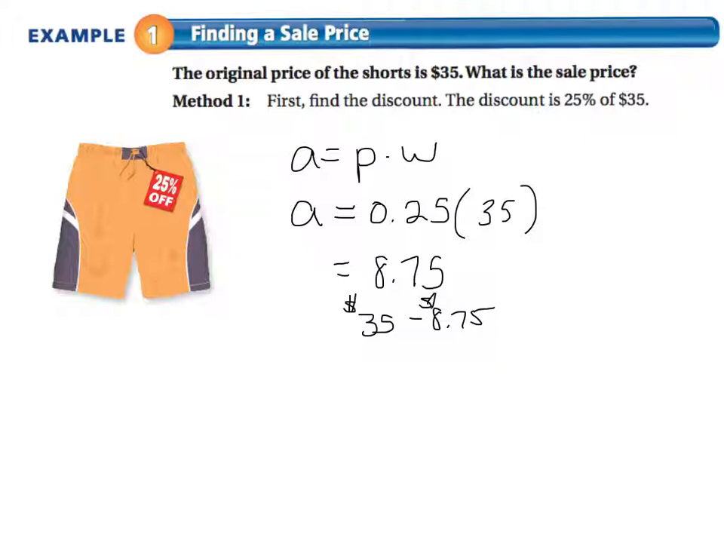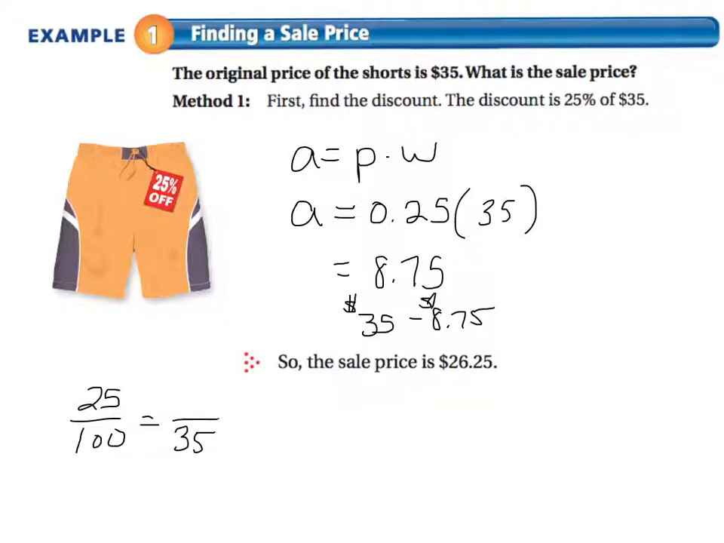We get the sale price of $26.25. Now you could have done this a couple of other ways. You could have written a proportion. 25% of 35, which is your whole, is what? And then you've solved it cross-multiplied. You have gotten A equals 875, and you've gotten the same answer.